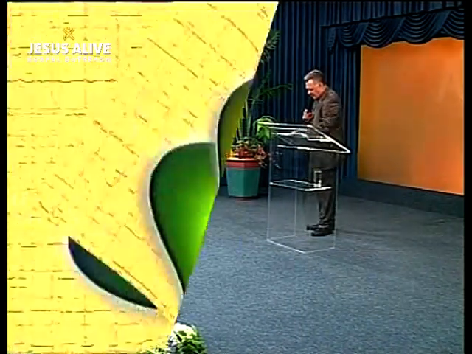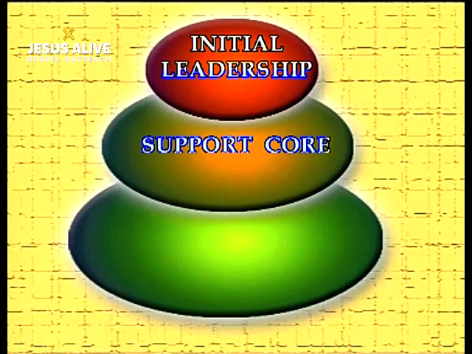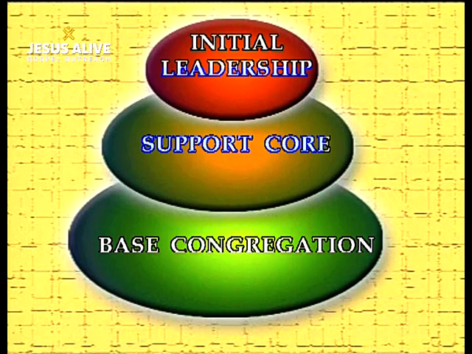of a smooth transition. I want you just to look at this diagram. In the first circle at the top, you see initial leadership, which is 3 to 12 visionaries that are going to work with a senior pastor. Second circle, you have the support core, which is 30 to 40 committed leaders that have now been developed through those 12 people. And then in the third and largest circle, you have your base congregation, which is 120 to 200 people of one mind with cell church vision, values, structure, and leadership.